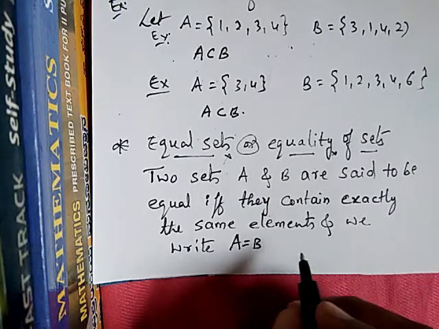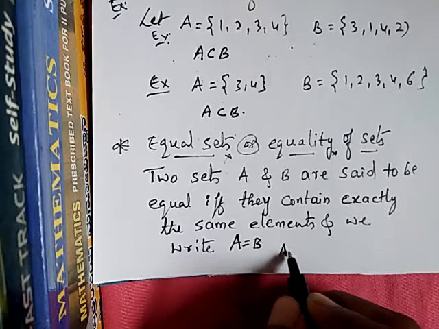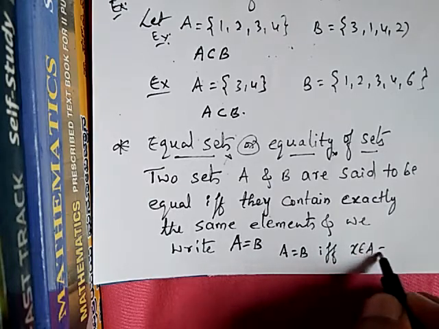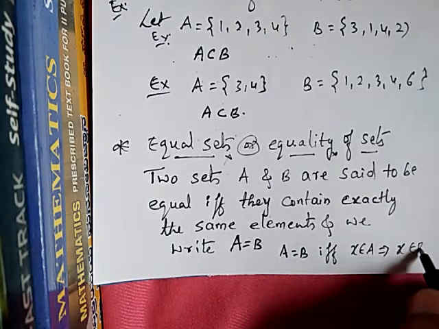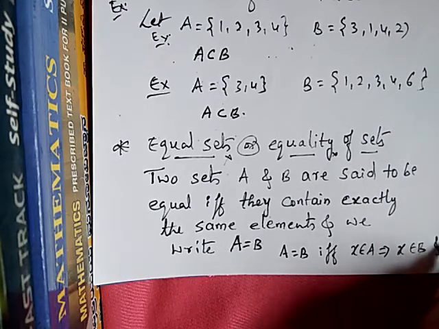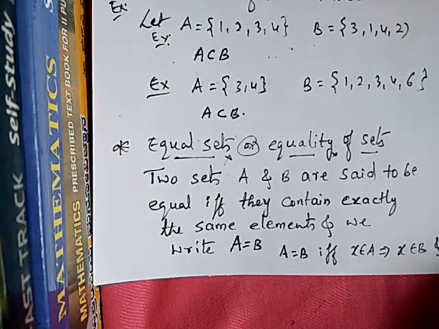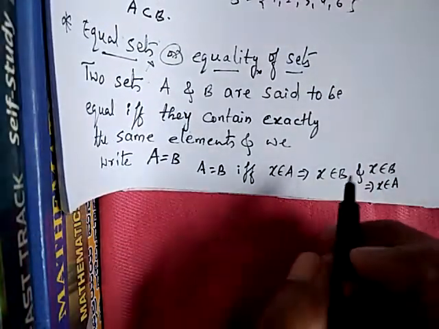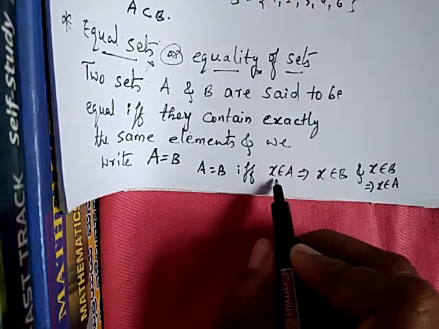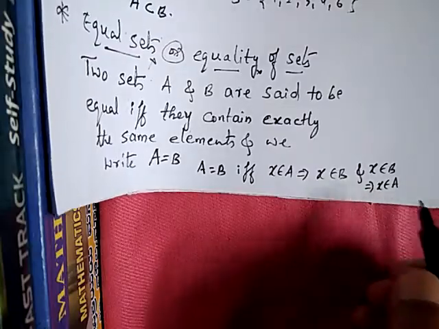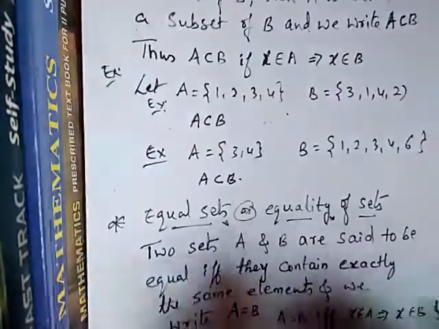In symbols you can write A is equal to B if and only if x belongs to A implies x belongs to B, and also x belongs to B implies x belongs to A. If x belongs to B, then x belongs to A. One example we will take so that you will get the idea.